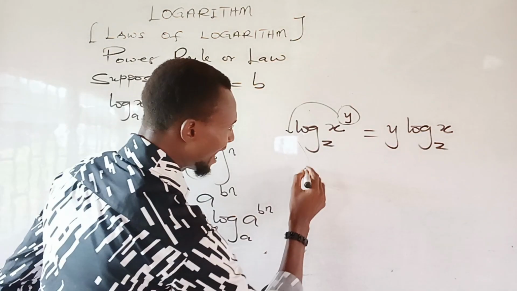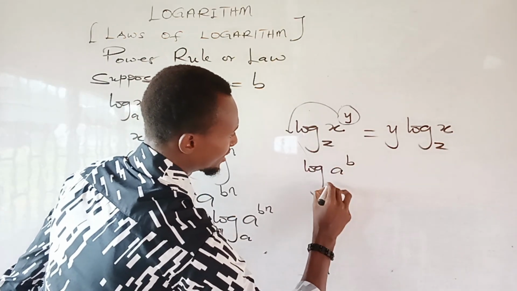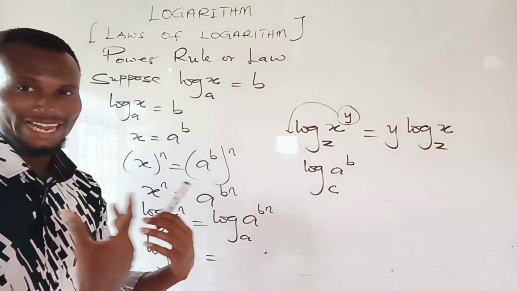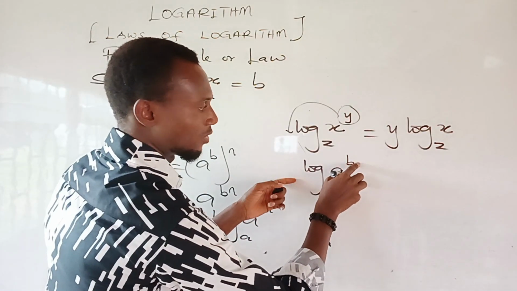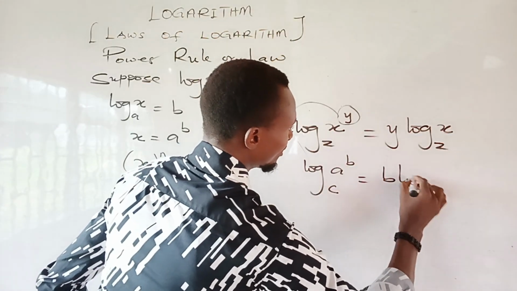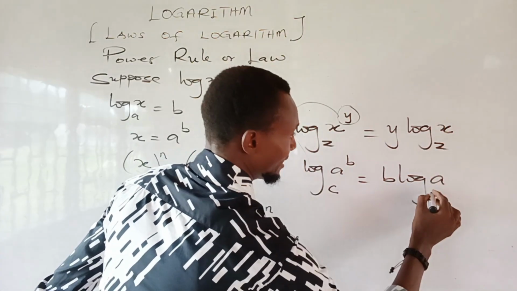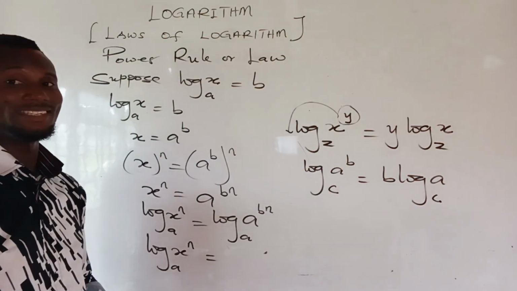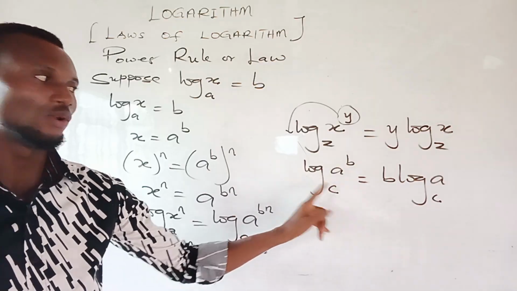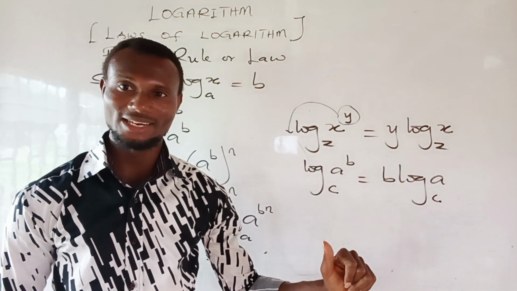Let's say I have the log of a to the power b to the base c. If I want to write it in another form, this power will become a coefficient to the log here. So I can write it as b log a to the base c. As simple as that. So the power here simply becomes a coefficient to the log. So we can express this in this form. I hope you understand up to this point.